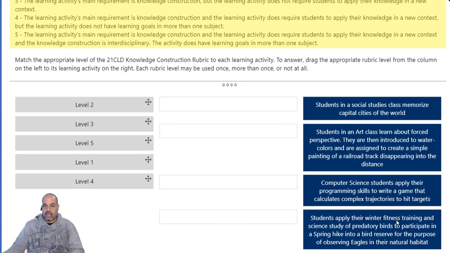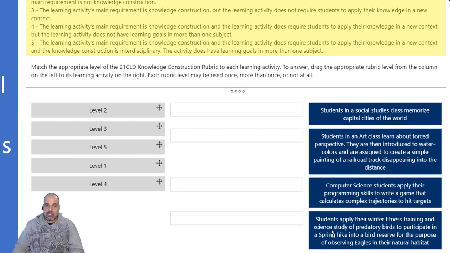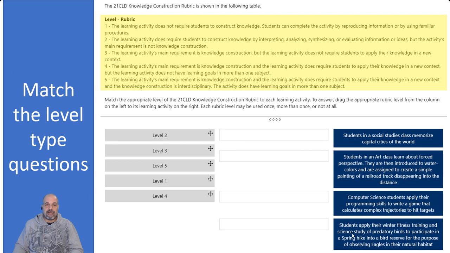And the last one, students apply their winter fitness training and science study. Again, I'm not going to read all of this, but they're using fitness training and science study. So it's interdisciplinary again. And they're applying this knowledge that they've got, and it's from 2 different disciplines. So again, that will take you to level 5.